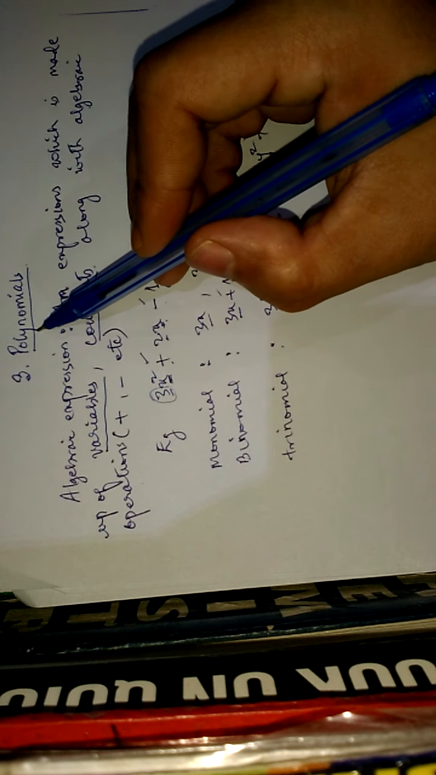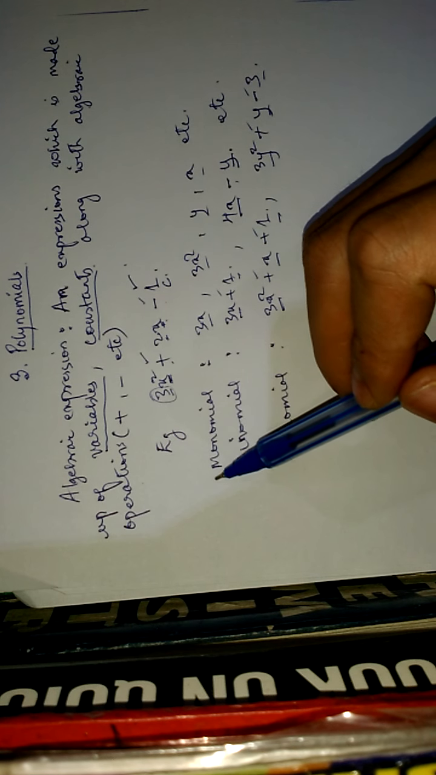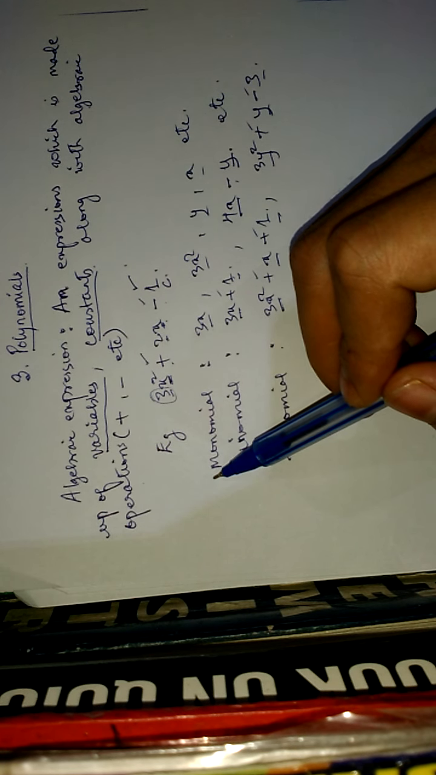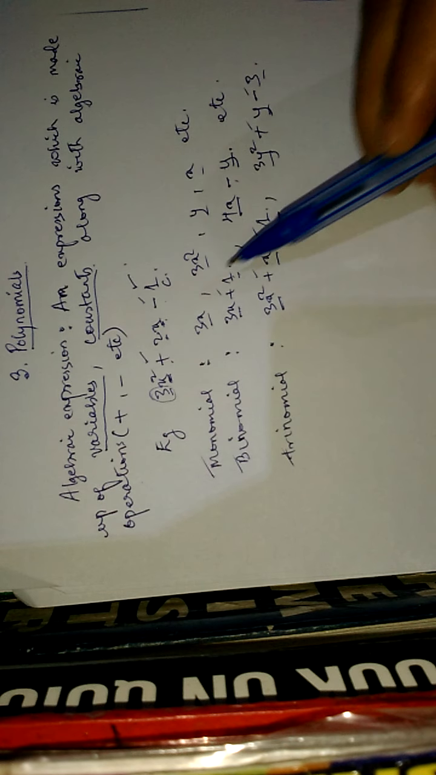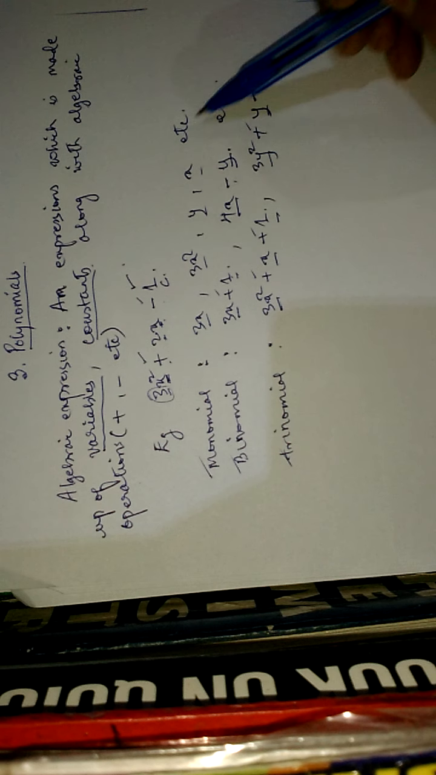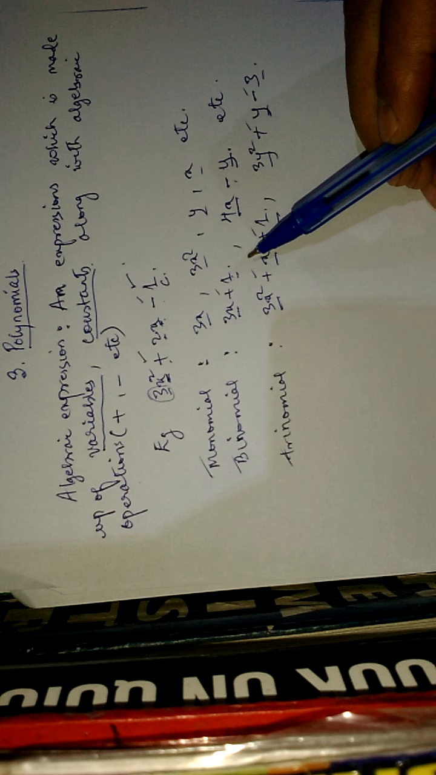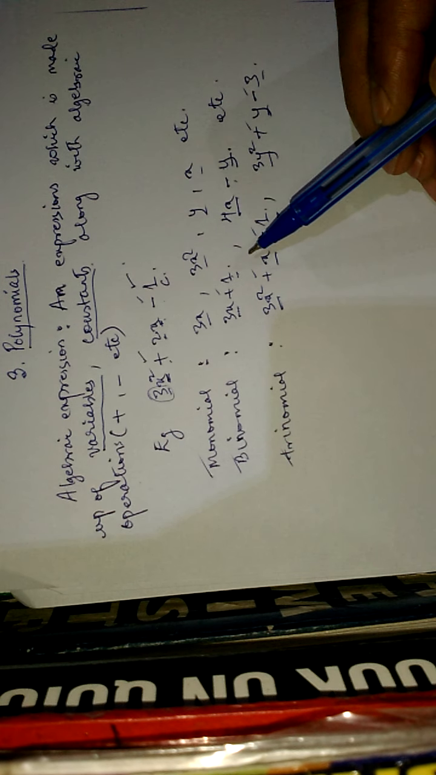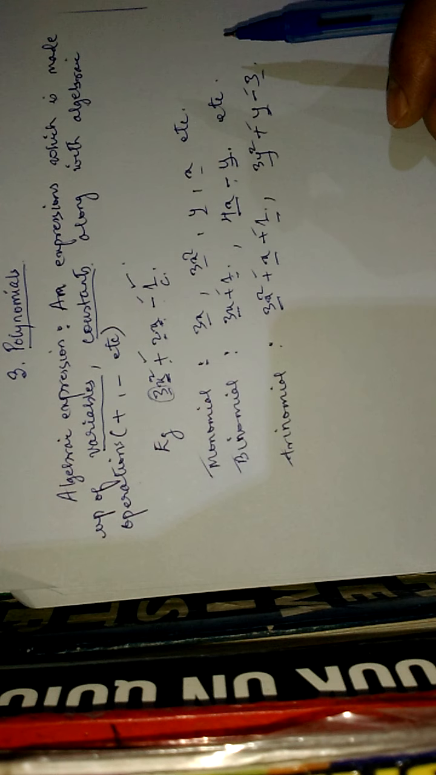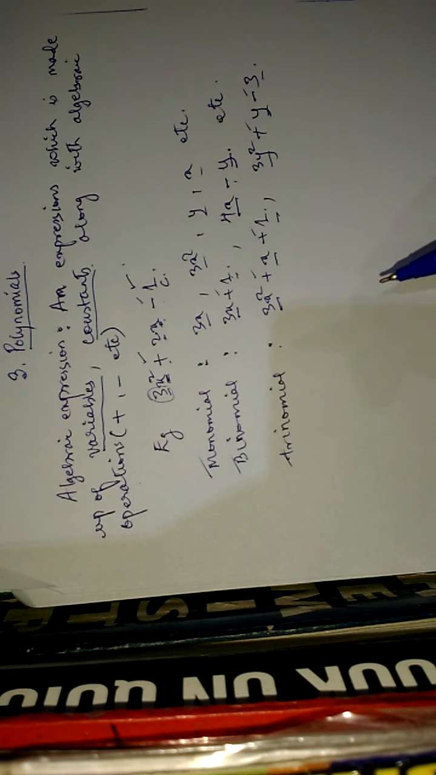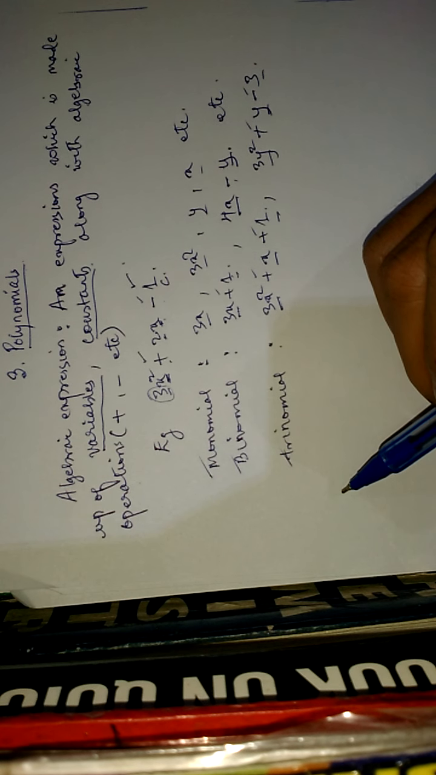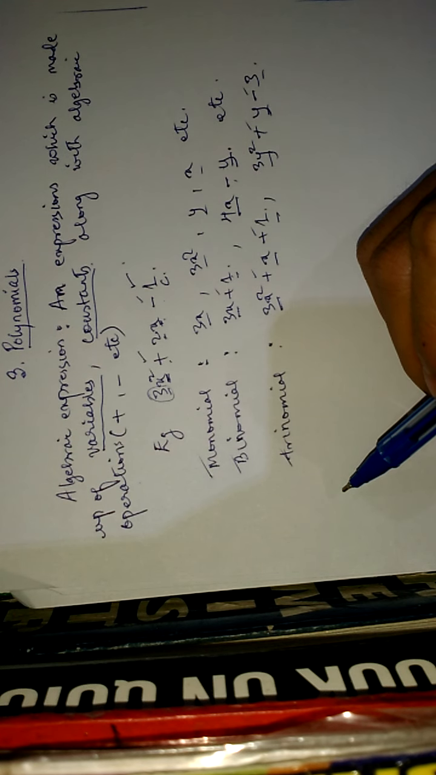So a polynomial is an expression such as monomial, binomial, and trinomial. All these monomials, binomials, and trinomials form polynomials. Polynomials we have three types. The first type is linear polynomial. In case of linear polynomial, the highest exponent or the power of the variable should be 1.